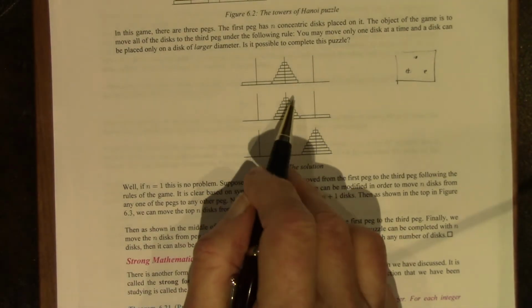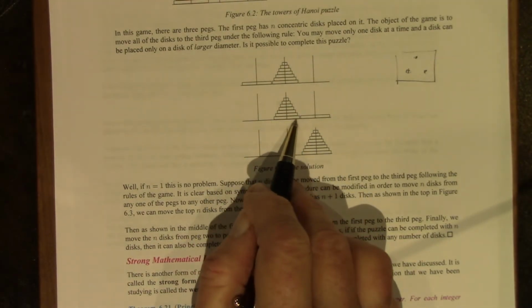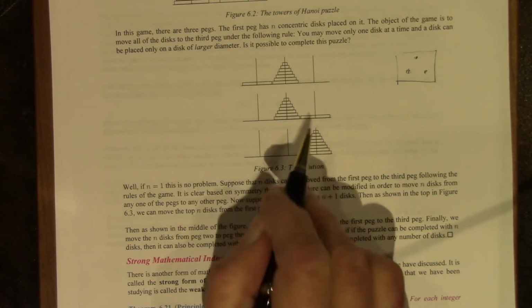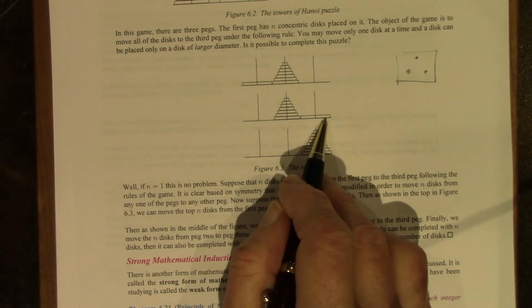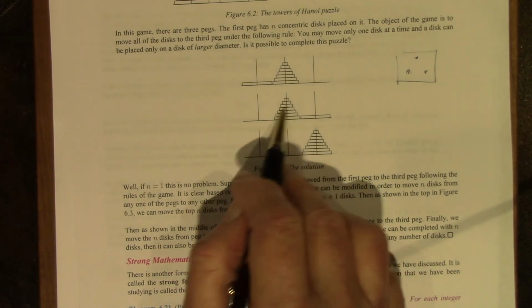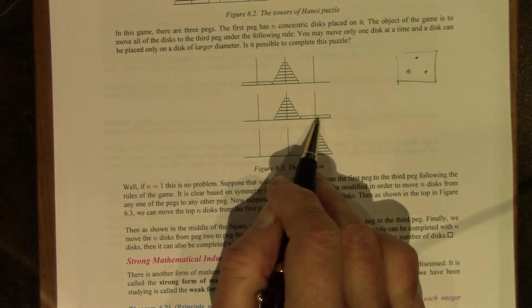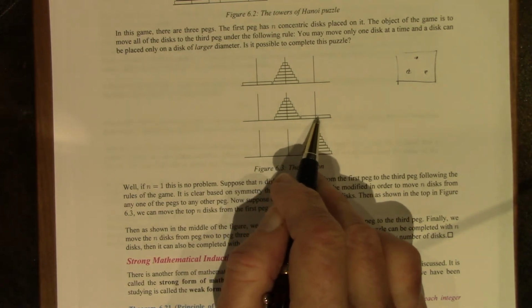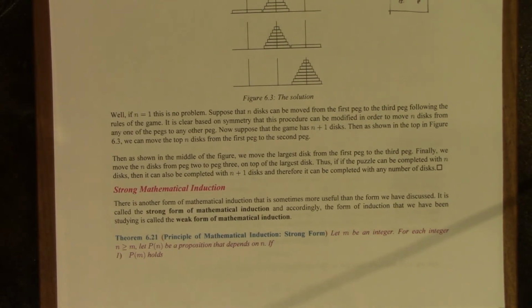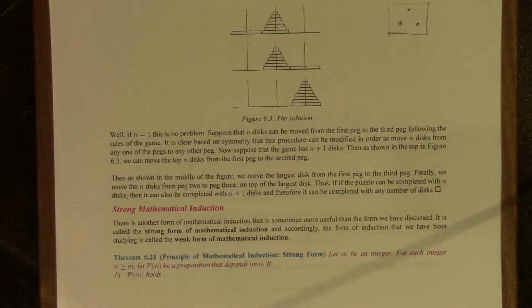Then you can use the inductive hypothesis a second time to move the n discs over here, because this large disc doesn't come into play. You can pretend it's not there while you're moving these discs, because this is the largest disc, so you won't violate the rules of the game. Okay. So if you can move n discs, you can move n plus 1 discs, and therefore, by induction, you can move any number of discs.